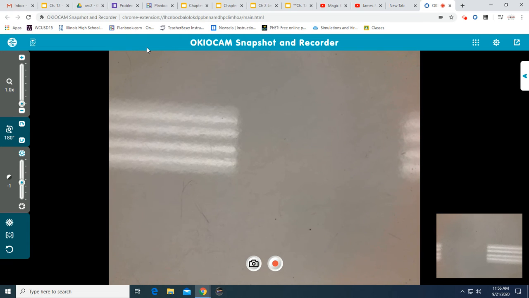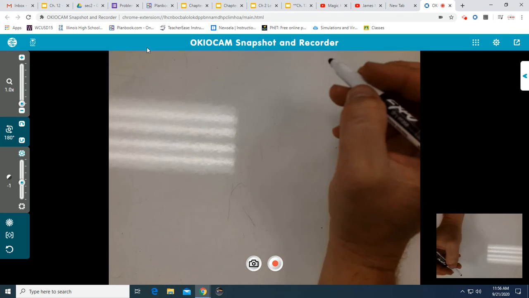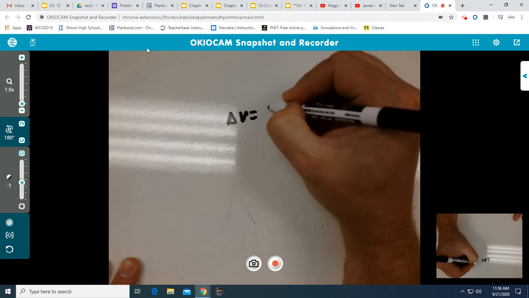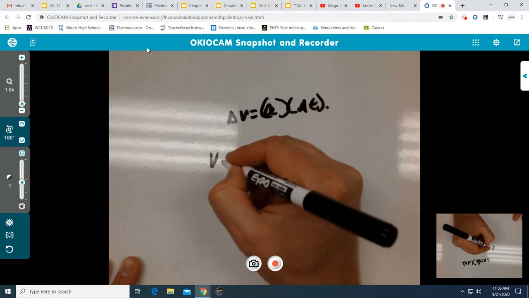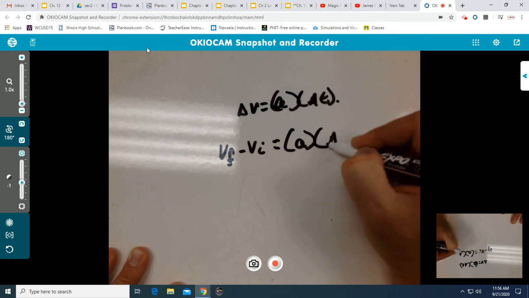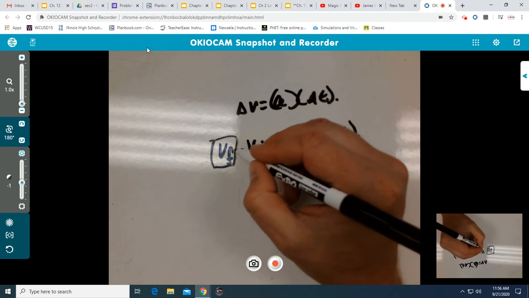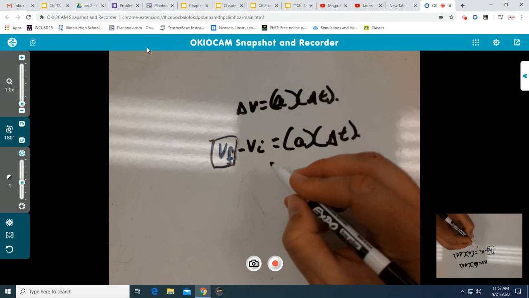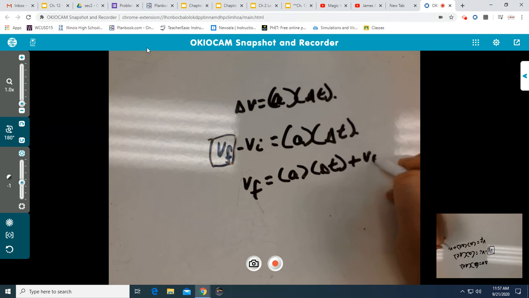And it says, if the treadmill's initial speed is 1.7 meters per second, what will its final speed be? So again, we're still solving for delta v. But we know delta v actually means vf minus vi when we break it down. So we're trying to solve for vf. In order to isolate it, get it by itself, we have to add vi to both sides. So we get vf is equal to a times delta t plus vi.